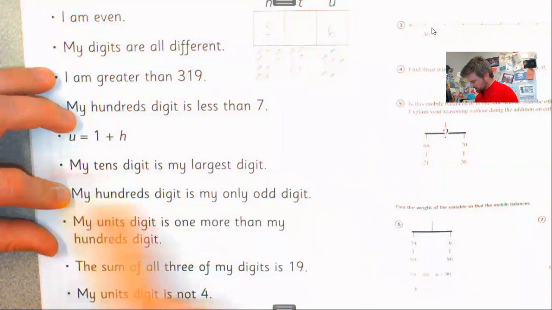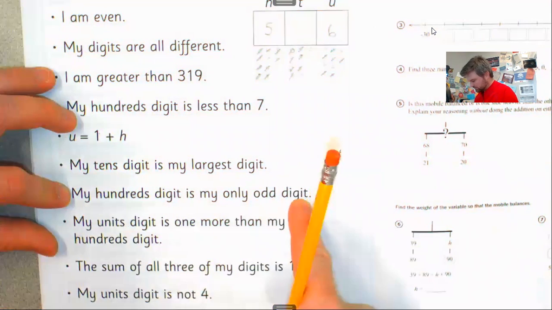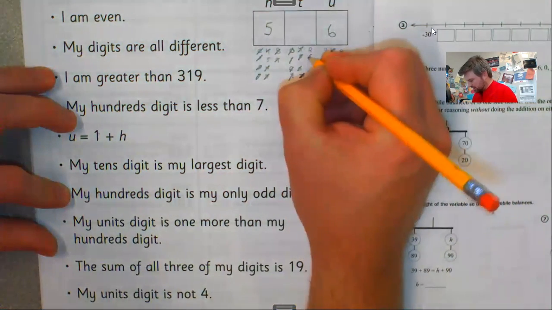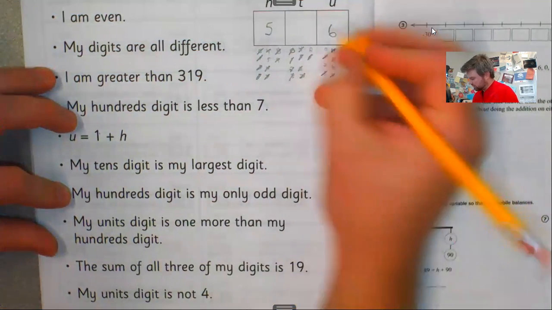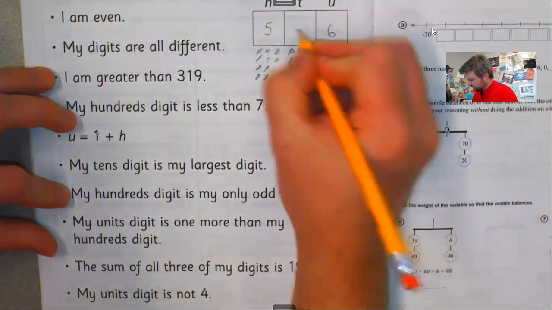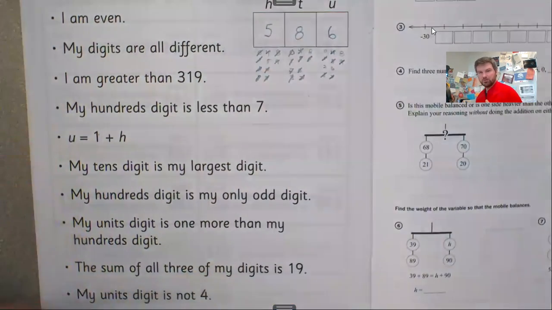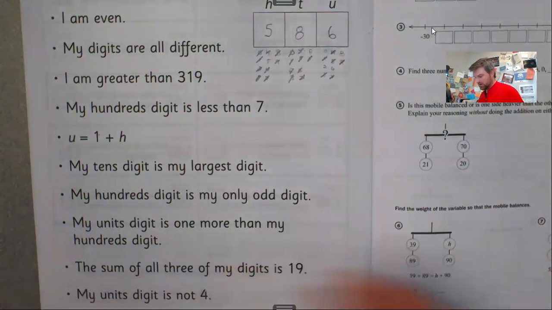My hundredths digit is the only odd digit. Okay, well, 7 and 9 are odd, so that can't be odd. So the only thing left here is 8. And so the number is 586. So if you got that, good job on that.